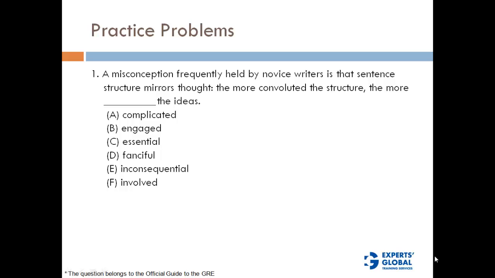Okay, so what are the ideas in this question? The first idea is sentence structure mirrors thought, and the second idea starts here after the colon. It is a little extension of the same idea. It says that novice writers believe that the more convoluted the structure, the more dash the ideas, right? So it is trying to say that the more complicated or complex the structure, the more something the ideas. You'll see that both these pieces are trying to bring out the same idea.